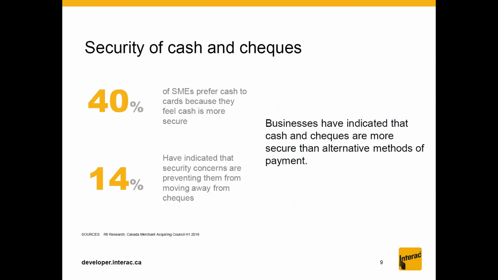All of this is to say that a large number of SMEs, and especially micro businesses, tend to use and prefer to use cash and checks because they believe they are cheaper, easier, more convenient, and quicker to process than other payment methods. Businesses often believe that cash and checks are more secure than alternate methods of payment. 40% of SMEs prefer cash to cards because they feel cash is more secure, and 14% have indicated that security concerns are preventing them from moving away from checks. Research would challenge some of these beliefs.